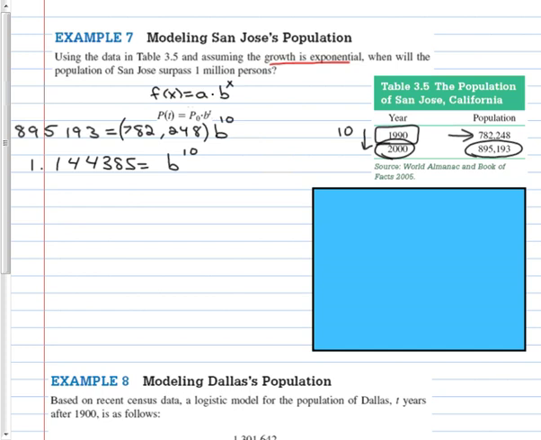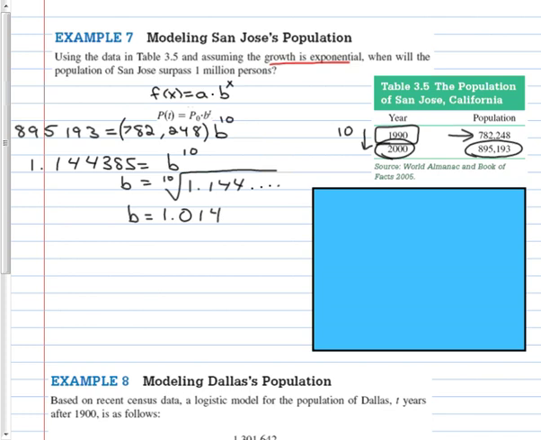Now, if b to the 10th equaled that, how would you find b? I need to take the 10th root, which also can be raising it to the 1/10th exponent. I need to take the 10th root of that answer you had in the calculator. 1.144, and so on. What do you get for b? And why don't you tell me, about 3 decimal places. Let's not round it off too much. 1.013, well, like the 1.014. 1.014 if we rounded it there.